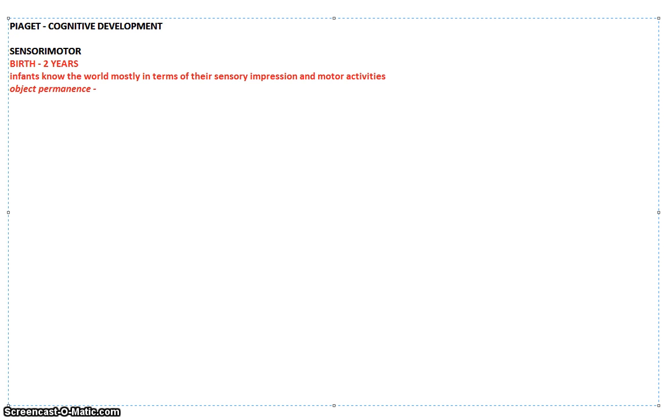Object permanence is the awareness that things continue to exist even when not perceived. So even if you can't see it, it still exists. Before about 6 months of age, they don't really have this. So if you want your 3-month-old to stop playing with something, you just hide it behind your back, and the kid doesn't realize it exists anymore. After object permanence develops, then they actually realize it still exists. They're going to keep looking for it.